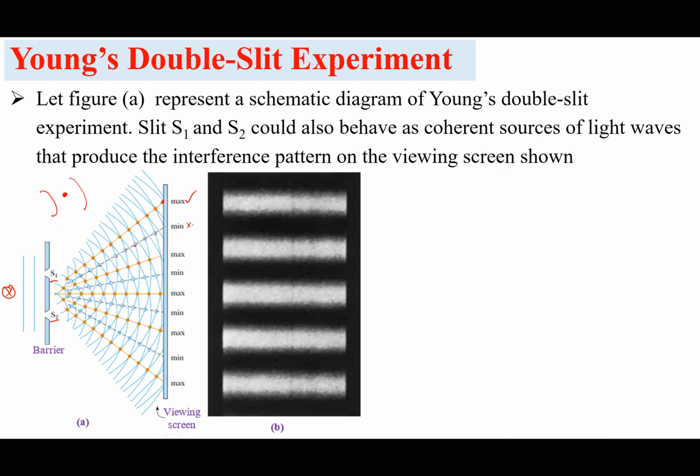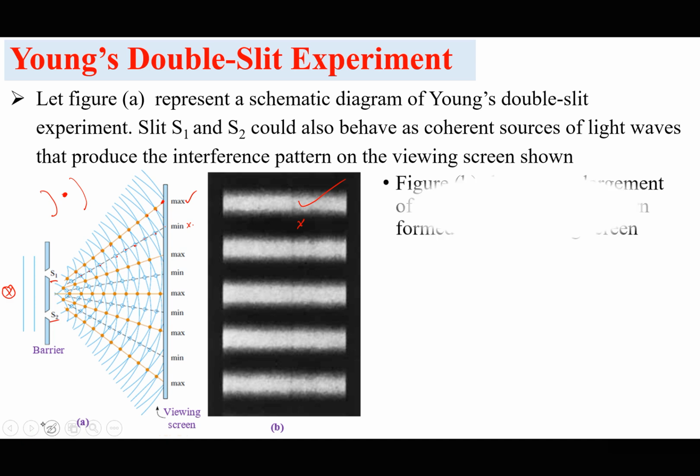So when there is constructive interference, we expect a bright spot. That's why it would appear bright on a screen. And when there is destructive interference, we expect a minimum, so on the screen it will appear dark. So we would see alternating regions of bright and dark, bright and dark. That is what we call interference of light waves.